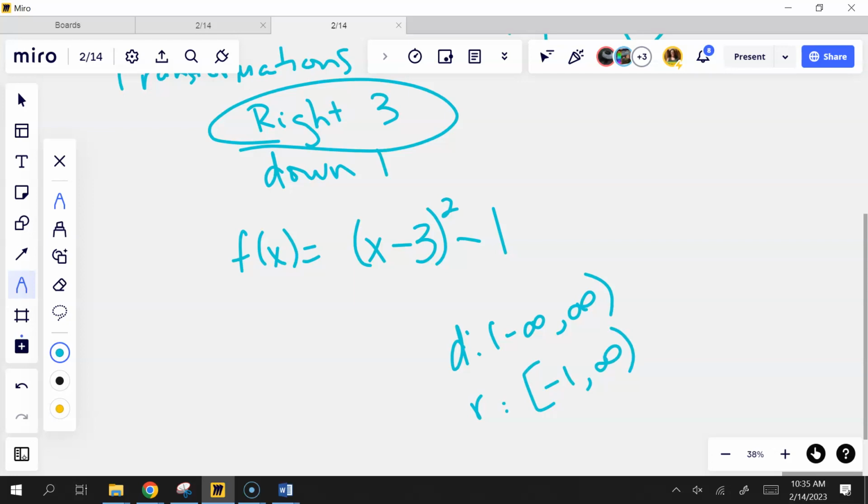All right, flip it over. Three different ways we are doing this. What's the vertex? Three, negative one. Yes. Slides are easy. Translations, I'm just easing y'all into it.